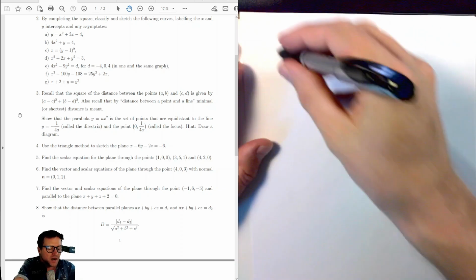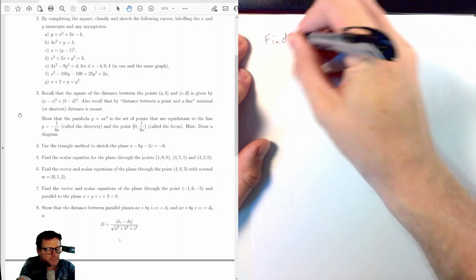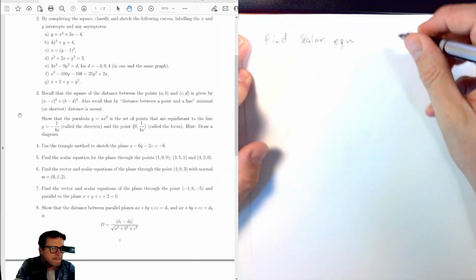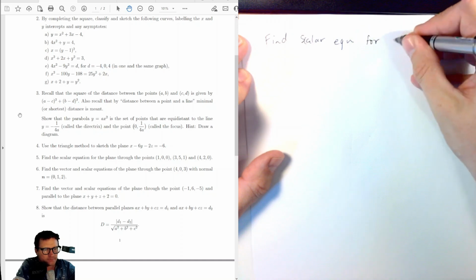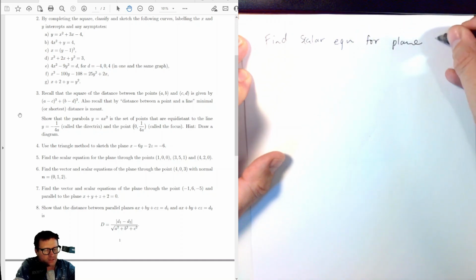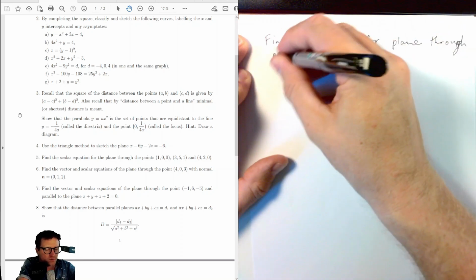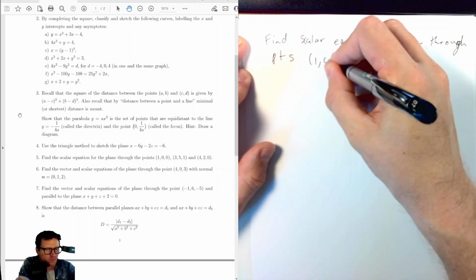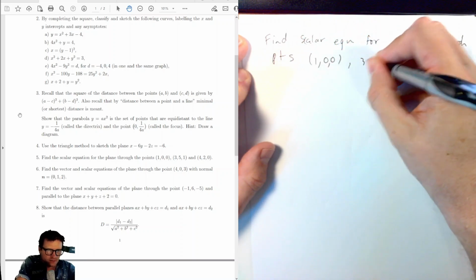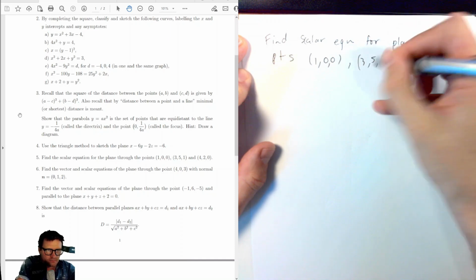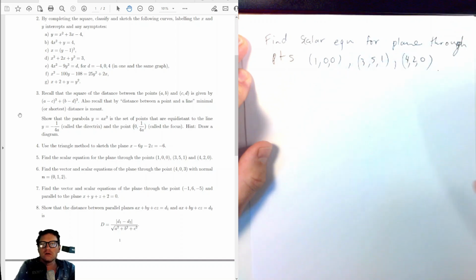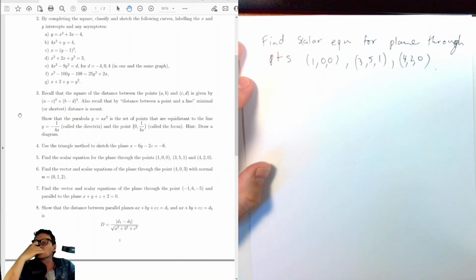Find the scalar equation for the plane through the 3 points, 1, 0, 0, 3, 5, 1, and 4, 2, 0. Okay, so let's just imagine.